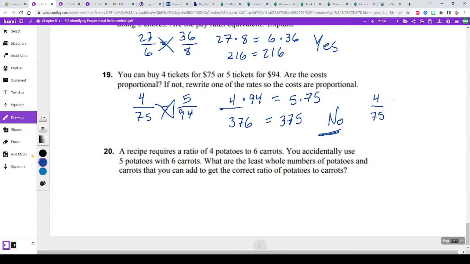rewriting one of the rates so the costs are proportional, you get away with just doubling both these numbers technically. But in keeping with the spirit of things, I'm going to show how to get 5. So we would multiply 4 by 5/4, and that would give you 5. Then I'm going to multiply 75 by 5/4. So 75 times 5/4, and that would be $93.75. But like I said, you could have gone 8 and 150.